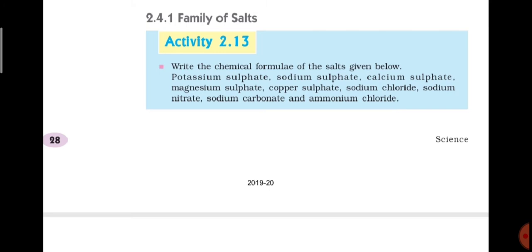So potassium sulfate, sodium sulfate, calcium sulfate, magnesium sulfate and copper sulfate. As you can see in these salts, which ion is common? Sulfate ion is common. So these salts belong to the sulfate family.